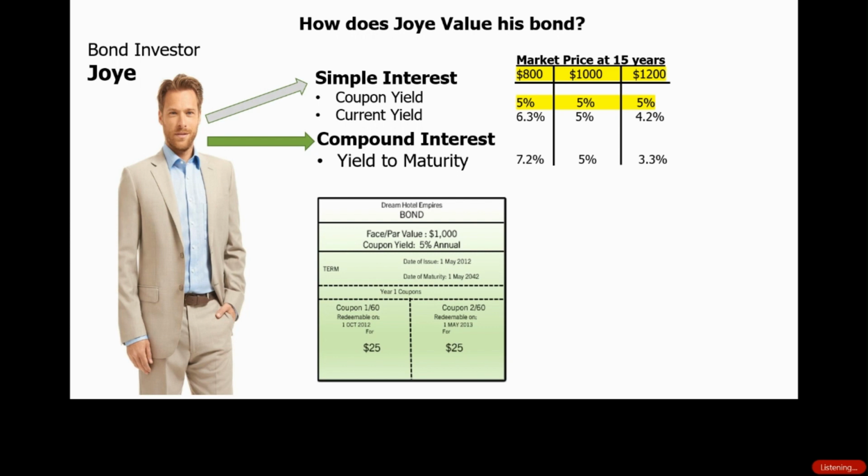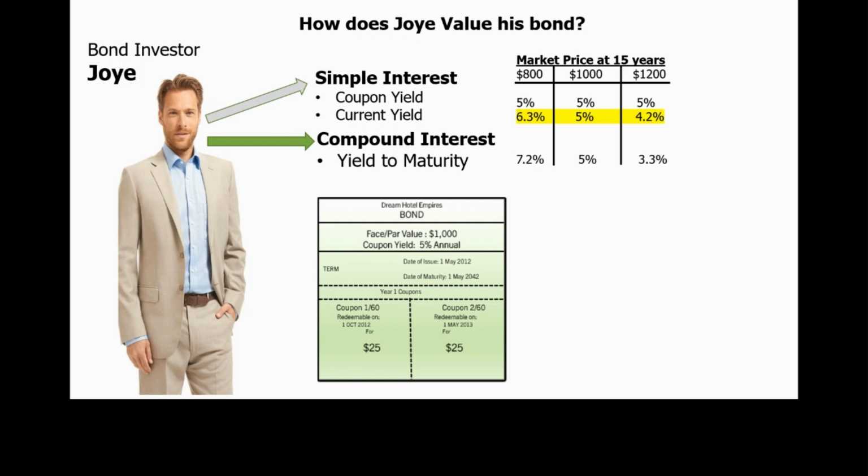So let's look at the current yield here. To figure out the current yield, we are taking the coupon payments for one year and dividing it by the price that you are actually paying for it. As you can see, the first one for $800 was 6.3%. That is 50 divided by $800, which is 6.3%. For the $1,000 it was 5%. And for the $1,200 it was 4.2%. But those are not the real numbers, we know that.